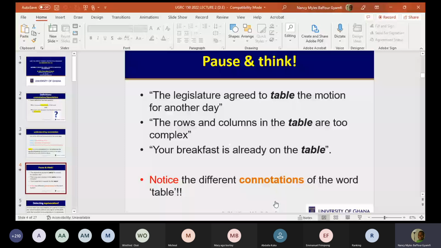How about the third one? Thank you, Sir Abdallah. Let's take the third one. I will take it from Rebecca. Rebecca, the third one. It says, your breakfast is already on the table. That's the one we are familiar with, right?